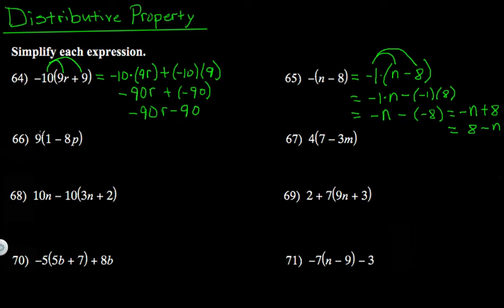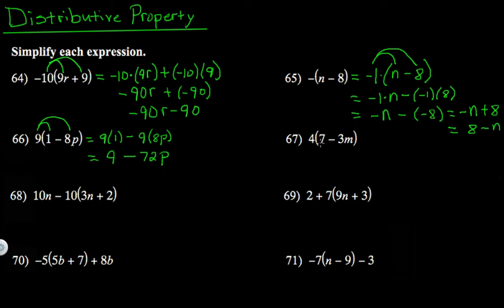Number 66, 9 times the quantity 1 minus 8p. So we're going to multiply 9 times each of the terms inside of the parentheses. So this becomes 9 times 1 minus 9 times 8p. So 9 times 1 is 9. 9 times 8p, well, that's just 9 times 8 times p. And so that is 9 times 8 is 72. So this is minus 72p. And that's our answer, 9 minus 72p.